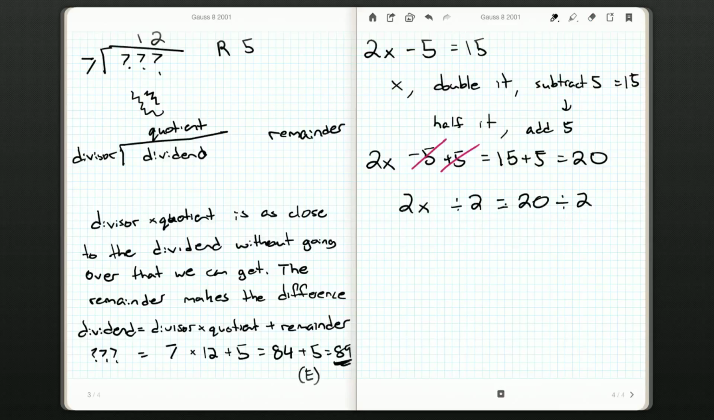So 2x divided by 2, well, these 2's are going to cancel each other out. That's the way we designed it. That's why we chose to do this. We're going to be left with x on one side, and x is going to be the same as 20 divided by 2. We can grab our calculator and realize that that's just 10.